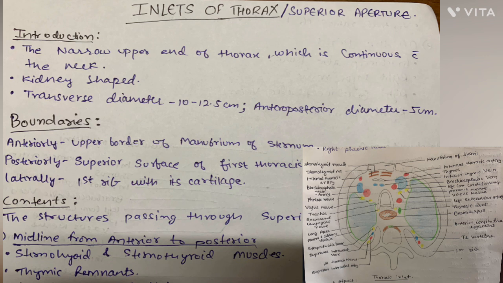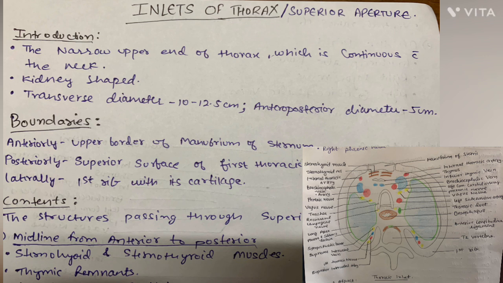Boundaries of inlet of thorax. So basically, anteriorly, the upper border of manubrium of sternum; posteriorly, the superior surface of first thoracic vertebra; laterally, first rib with its cartilage. So these are the boundaries of the inlet of thorax.